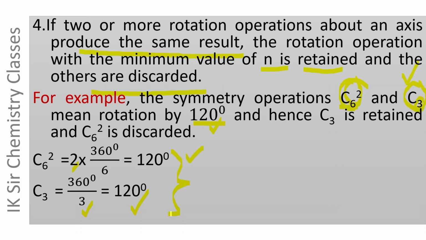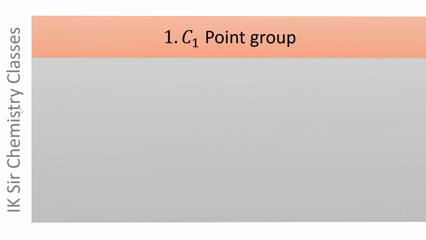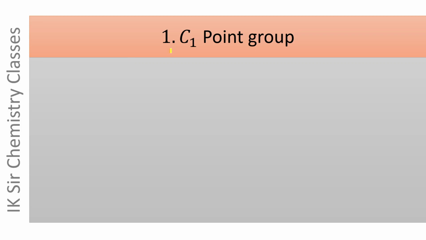They give the same result, and according to this statement, C3 should be retained because its n value is lower, while C6-2 is discarded. Now let us see C1 point group.